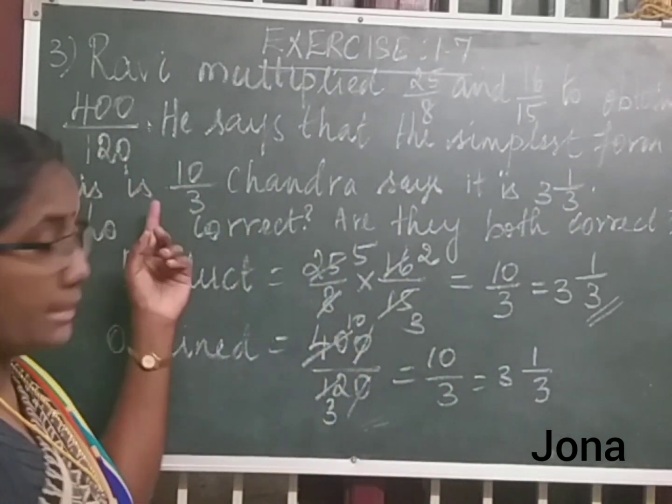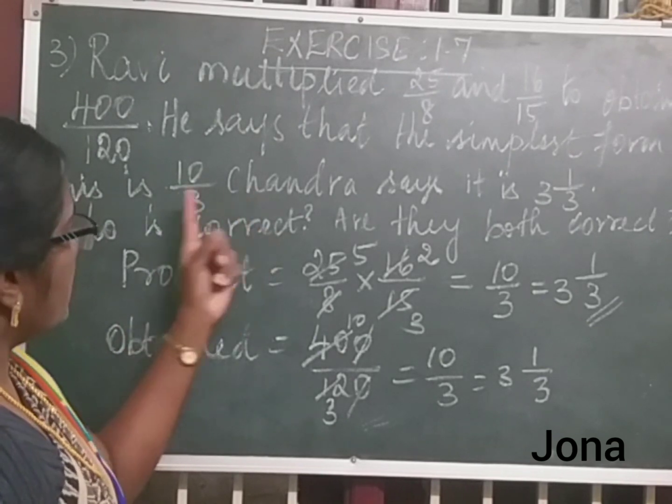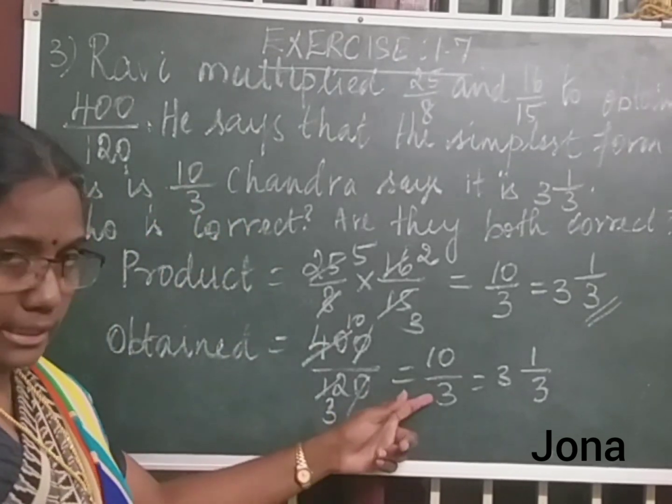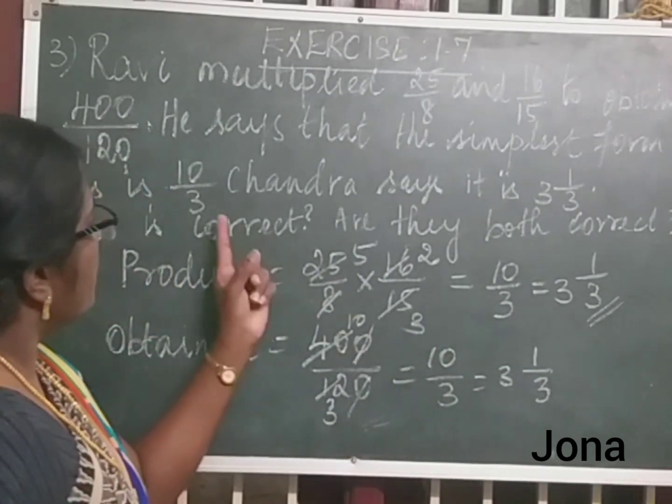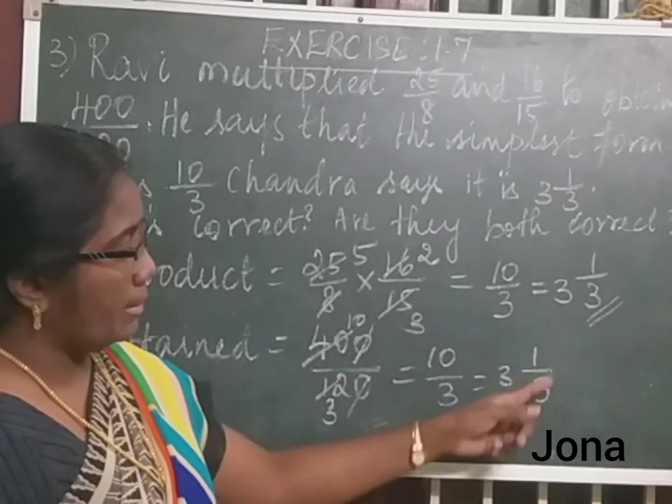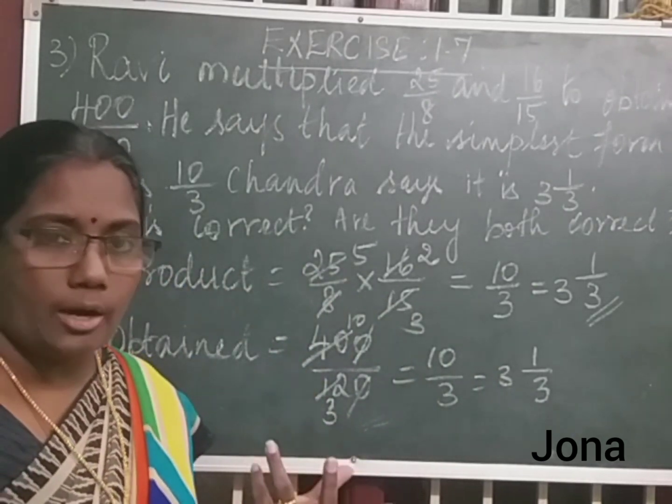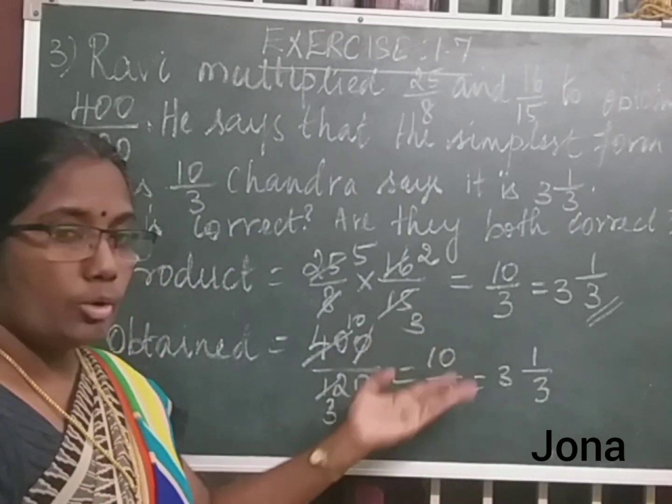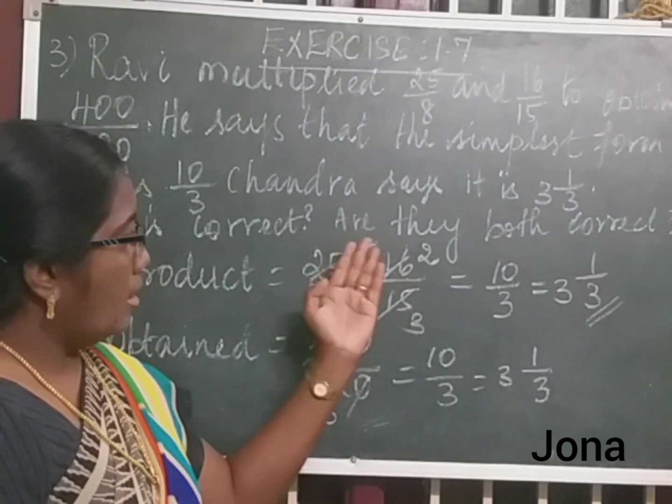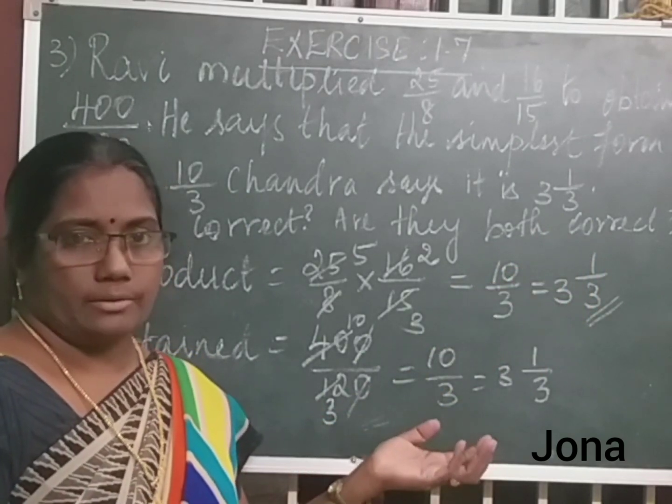Now let me see the next step of the problem. Here he got 10/3, and the simplest form of this 10/3 is 3 1/3. So Chandra says it is 3 1/3. Who is correct now? Both the answers are the same, so I can say both are correct. Are they both correct? Yes, obviously both are correct.